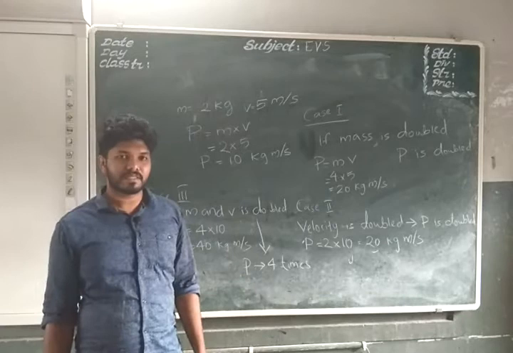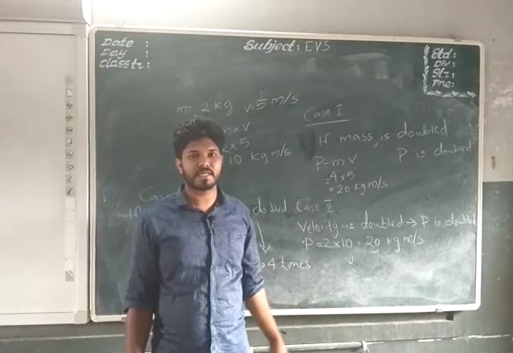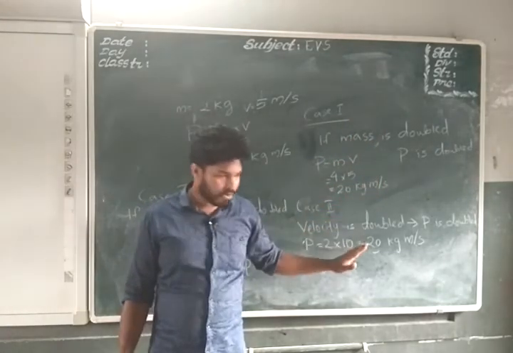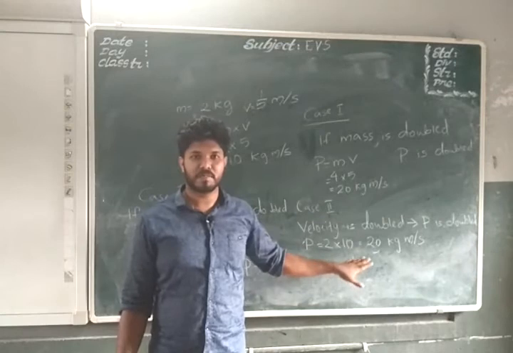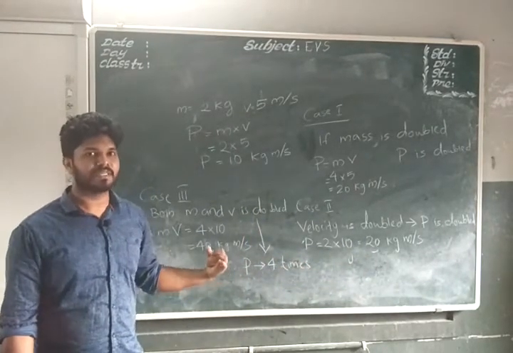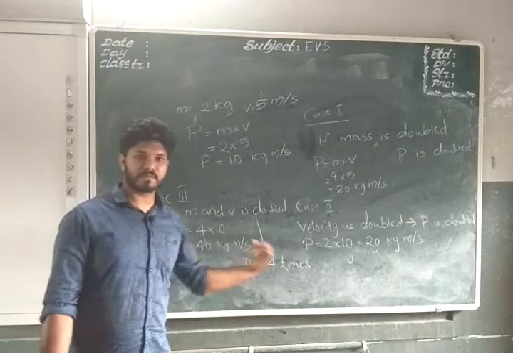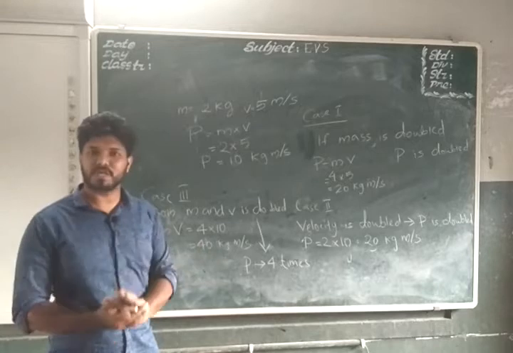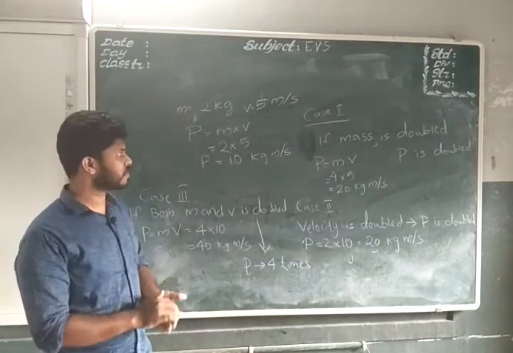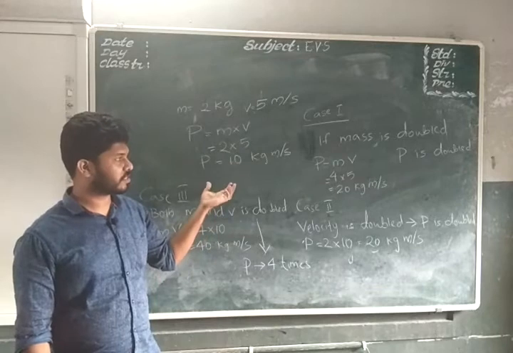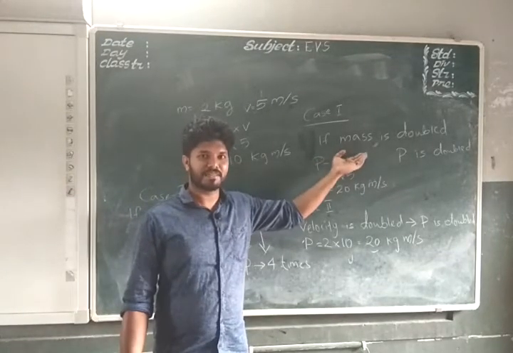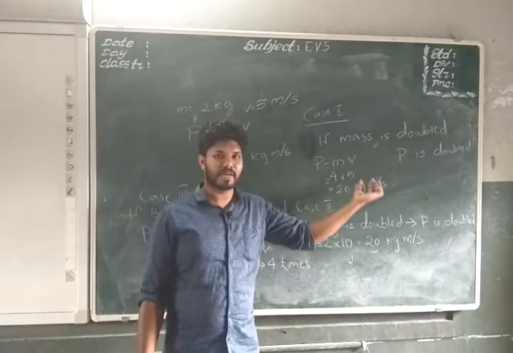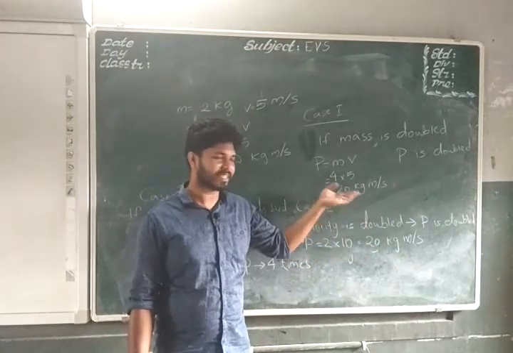And when we consider the 3 cases, we got that if mass is doubled, linear momentum is also doubled, or if velocity is doubled, linear momentum is doubled. If both velocity and mass are doubled, linear momentum becomes 4 times the initial linear momentum. That is the conclusion we got here. Now I think you are able to do even the problem section also, because it's just direct substitution in the equation. Only one equation, P is equal to mv, and if you know mass and velocity, we can directly substitute their values and find the linear momentum of a particle.